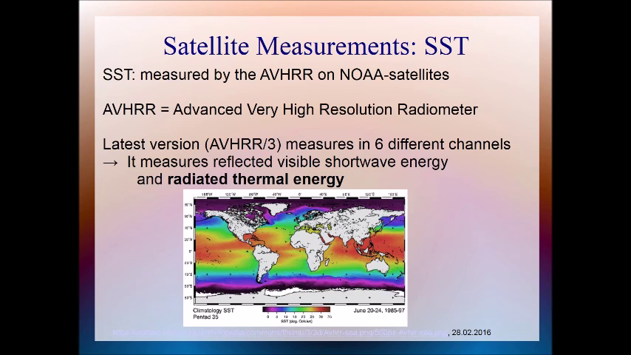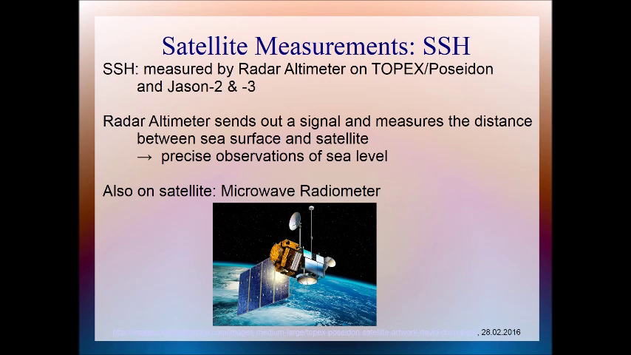The second variable I'll mention is the sea surface height. This can be measured by a radar altimeter, which measures the distance between the sea surface and the satellite, and can thus calculate the sea surface height. This sea surface height is important to calculate patterns of ocean currents, and also tells us something about the amount of warm water. Satellites with these radar altimeters are, for example, the Topex Poseidon satellite and more recently Jason 2 and 3 satellites.